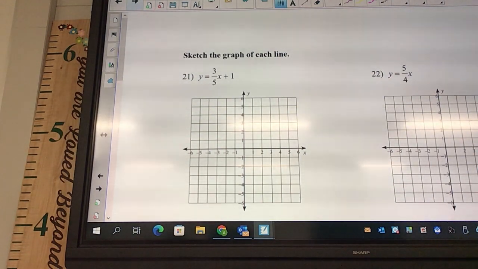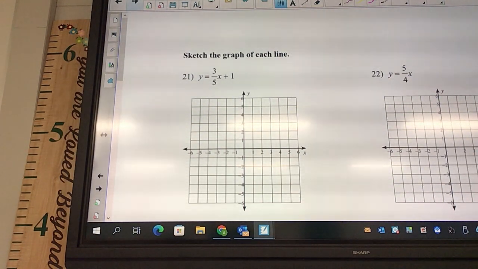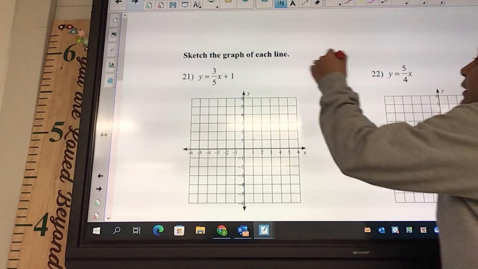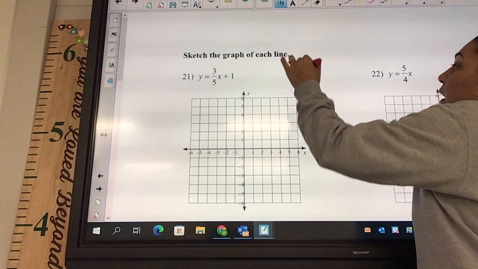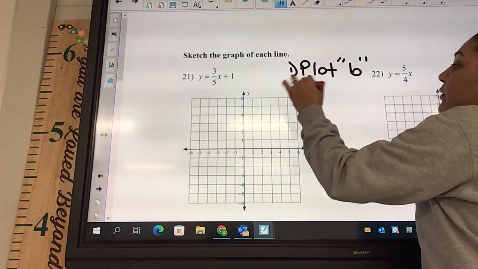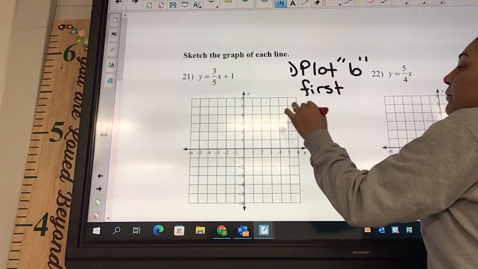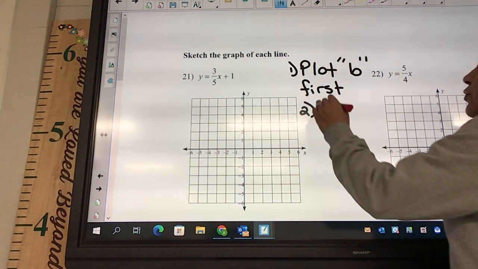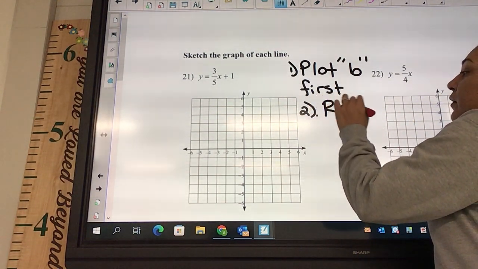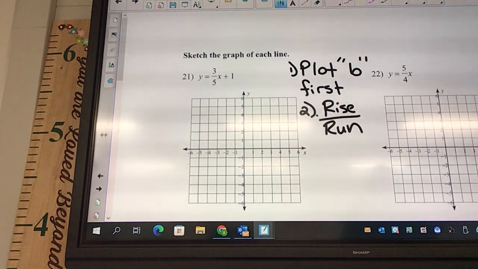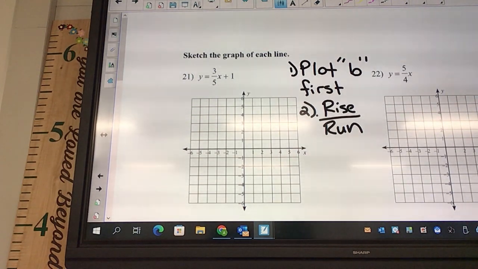Okay, sketch the graph of each line. So the same way that we drew the graph, we need to sketch it the same way, okay? So you're gonna plot the B first. Okay, and then you do the rise over the run. It's kind of hard for me to write step-by-step instructions for this one. So you plot the rise over the run from the B.